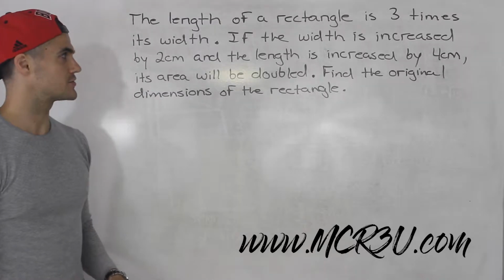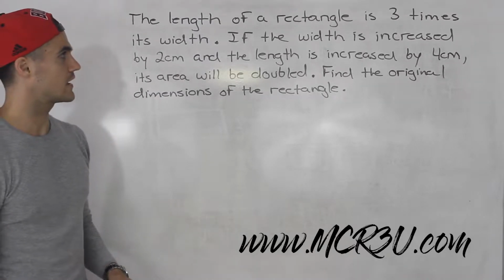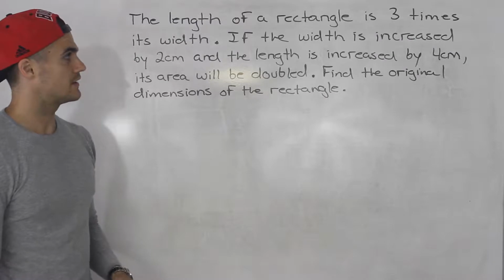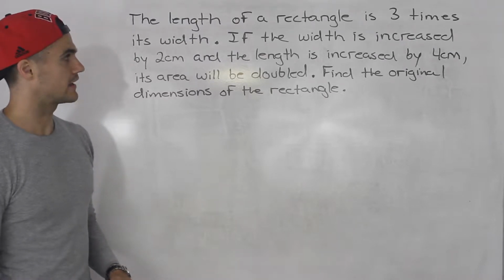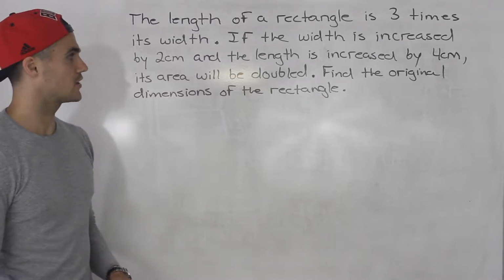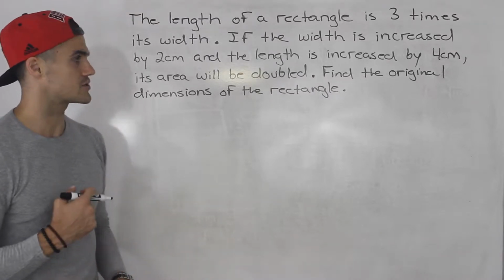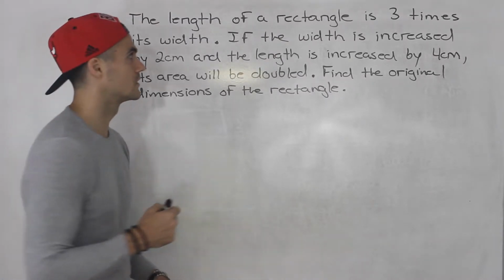Welcome back, guys. Moving on to the next question. The length of a rectangle is 3 times its width. If the width is increased by 2 centimeters and the length is increased by 4 centimeters, its area will be doubled. Find the original dimensions of the rectangle.